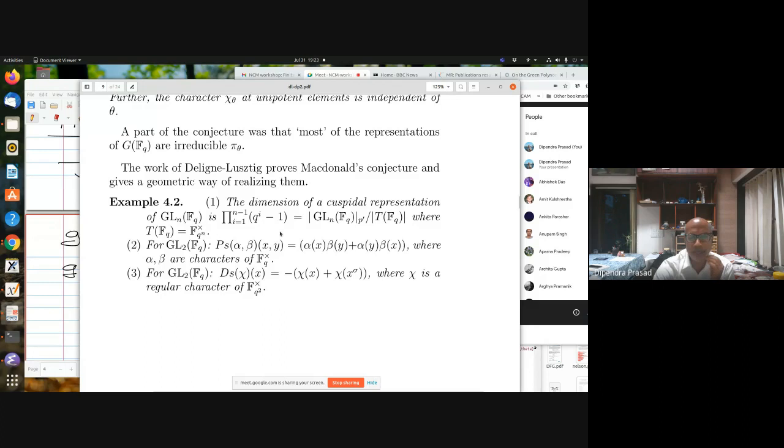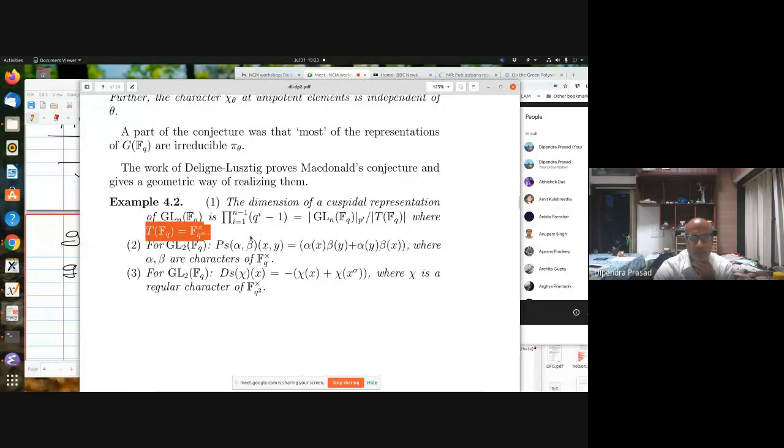And if you look at the order of these finite groups that we discussed in the beginning, you will see that the P prime part of the order of GLN(FQ) is (Q minus 1), (Q square minus 1), up to (Q to the power N minus 1, minus 1), upon cardinal T(FQ). In the order of GLN(FQ), there was one more term, Q to the power N minus 1, and cardinal T(FQ) is Q to the power N minus 1.